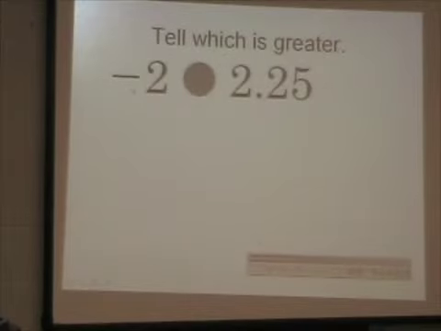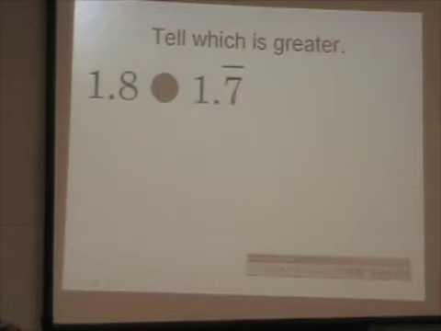Now, here I have a negative and a positive. It doesn't matter what the numbers are. A positive is always bigger than a negative. So we're going to use our less than sign for negative 2. You could have negative 1 million. If the other number is positive, the positive number is bigger.